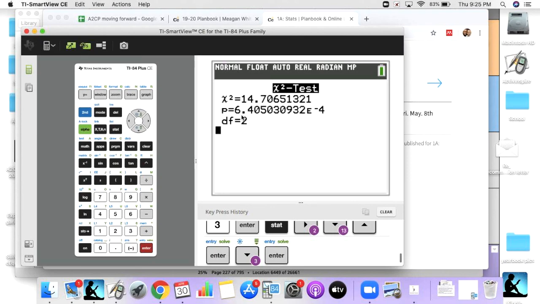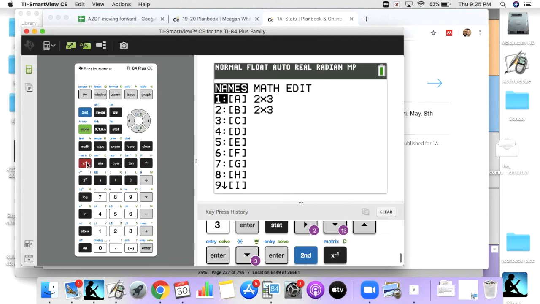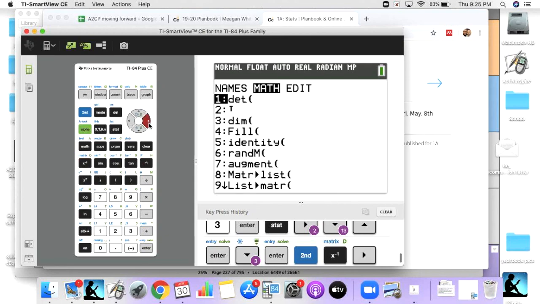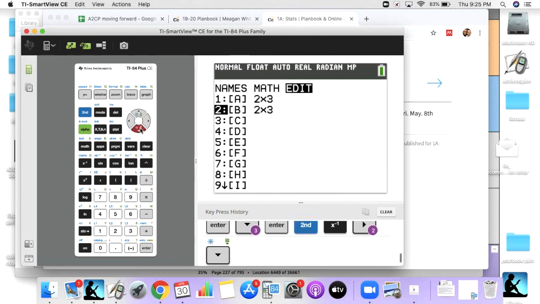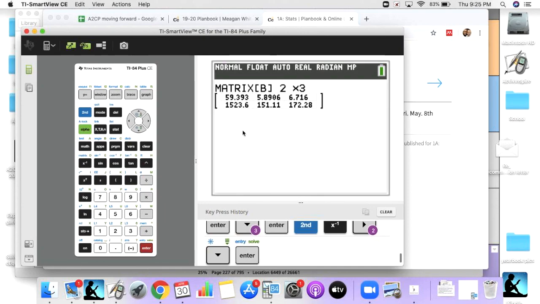No big deal. But what I want to show you is that once you run this test, okay, you've input all of the data from this test, including the expected values, into matrix B. So if we come back to our matrix menu, so second inverse of x to pull up matrix, we're going to go over to edit and down to matrix B and just press enter. These are all of your expected values. How freaking awesome is that, right? You don't have to calculate all of those by hand. They are here on your calculator.